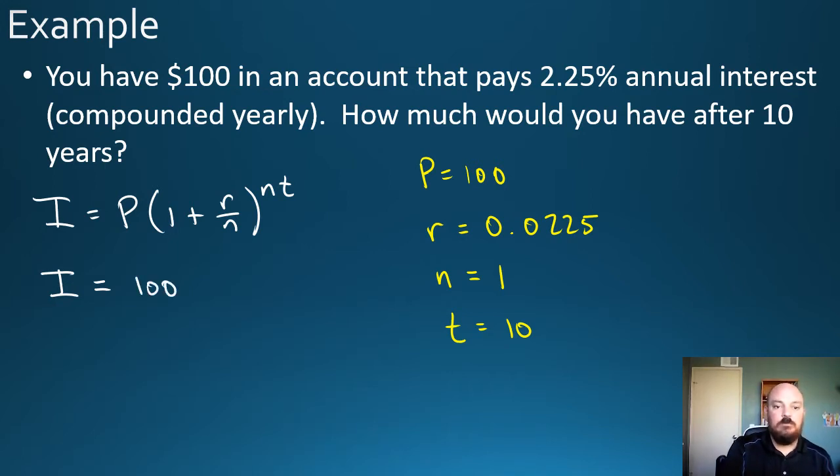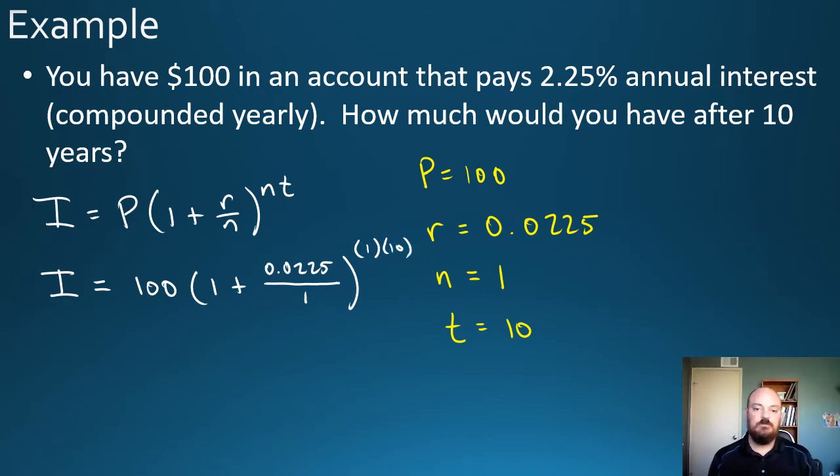P is 100. We have 1 plus R, which is 0.0225 over N, which is 1. And then we are going to raise it to the N, which is 1 times 10. Now at this point, it's a calculator question. I'm not going to have you guys try to do a bunch of this by hand. Once you get to the point where you're ready to just type it into a calculator, just do that. So I'll pause, do that on the calculator, get the answer, and come right back.